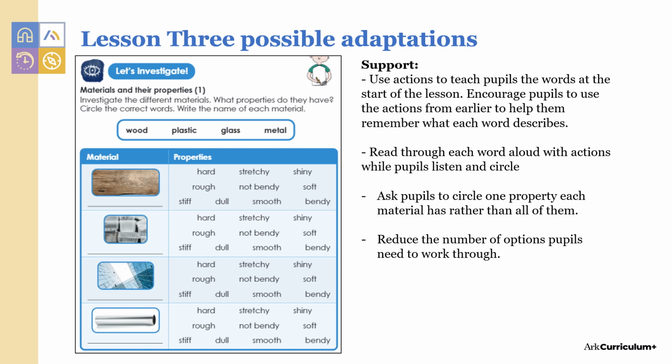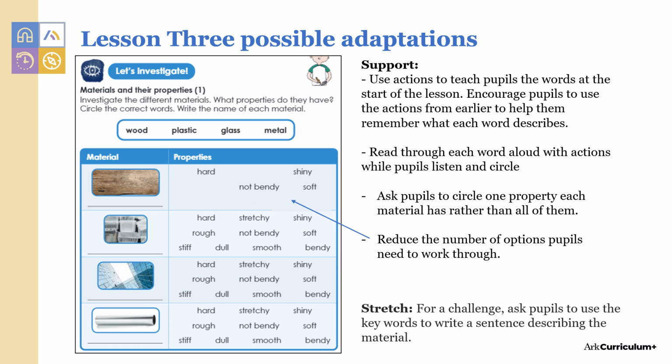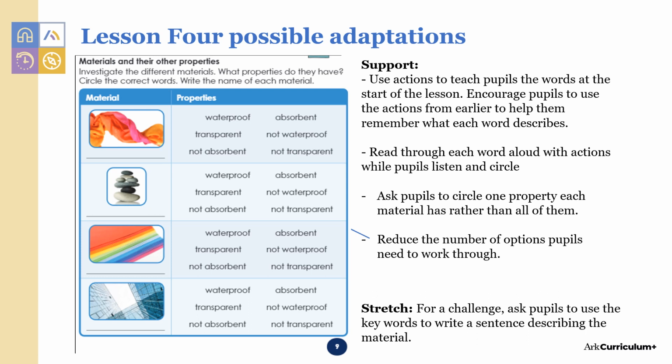You could reduce the number of options pupils need to work through, like so. To stretch pupils, as a challenge, you could ask pupils to use the keywords to write a sentence describing the material. The adaptations that we've discussed for Lesson 3 could also be applied here in Lesson 4.